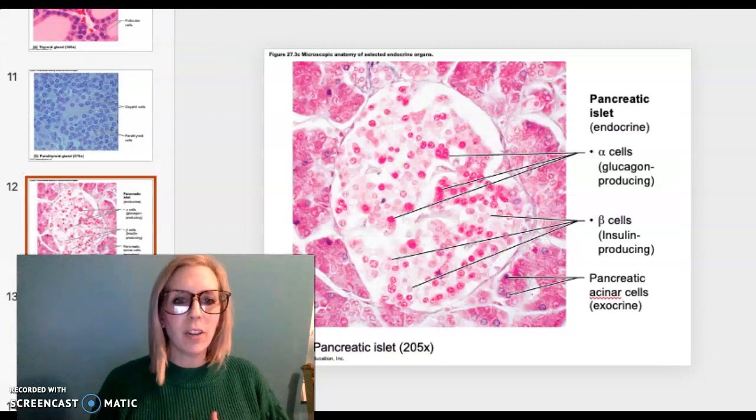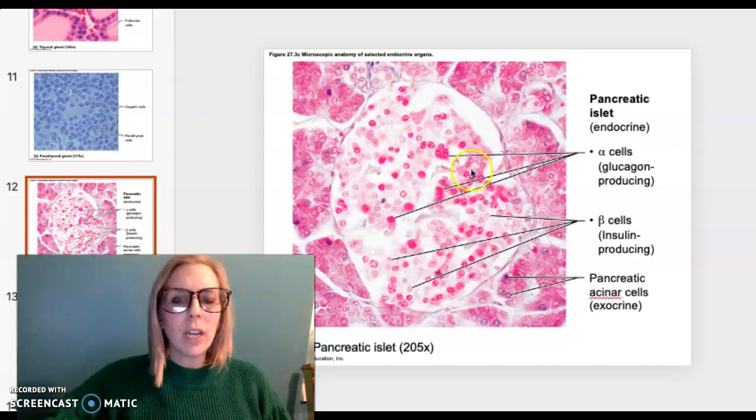Up next is our pancreas. Remember that our pancreas is an endocrine and an exocrine organ. It is part of our digestive tract as well. So when we're looking at the endocrine pancreas, we are also going to see the exocrine pancreas, where we are seeing the digestive juices as well. This is your picture from your lab manual here.